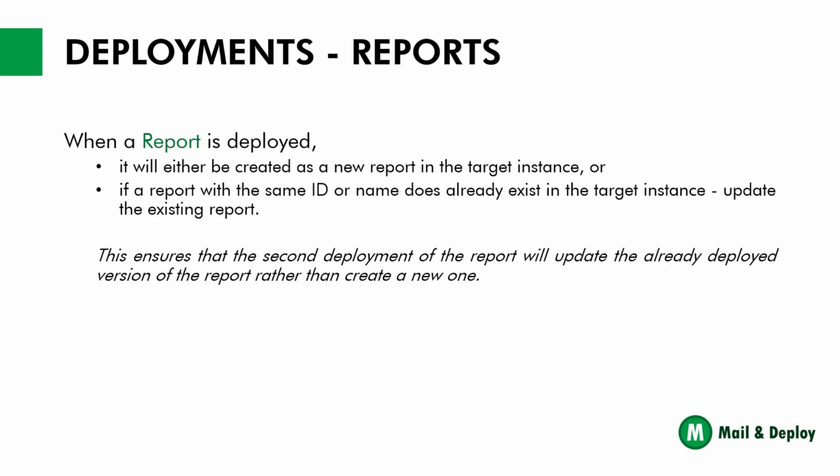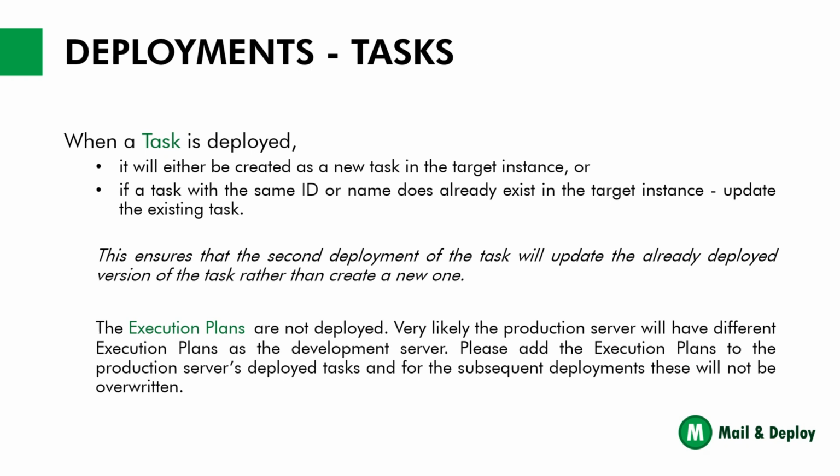When you deploy a report, Mail and Deploy will either create it from scratch in the target environment or update the existing report there. This is the typical use case. You make additions or changes in your development environment, then you hit deploy, and those changes appear in your production environment. It works the same way for tasks. If the task doesn't exist in the target, it's created. If it does exist, it's replaced with the new version.